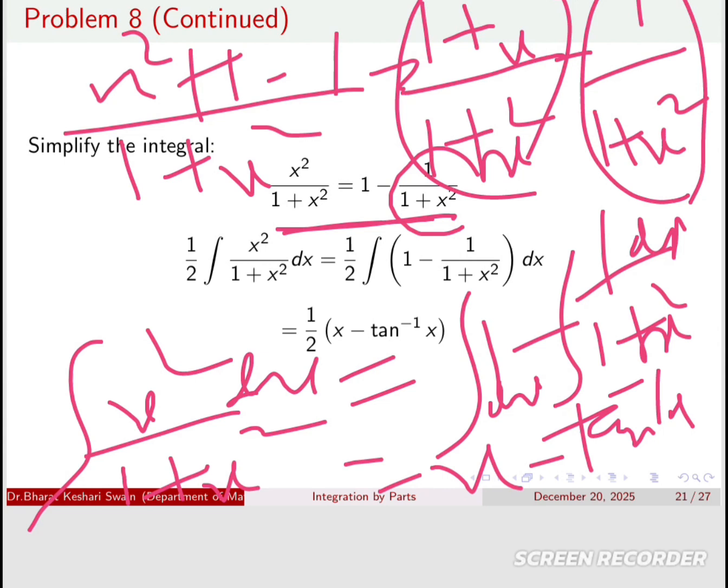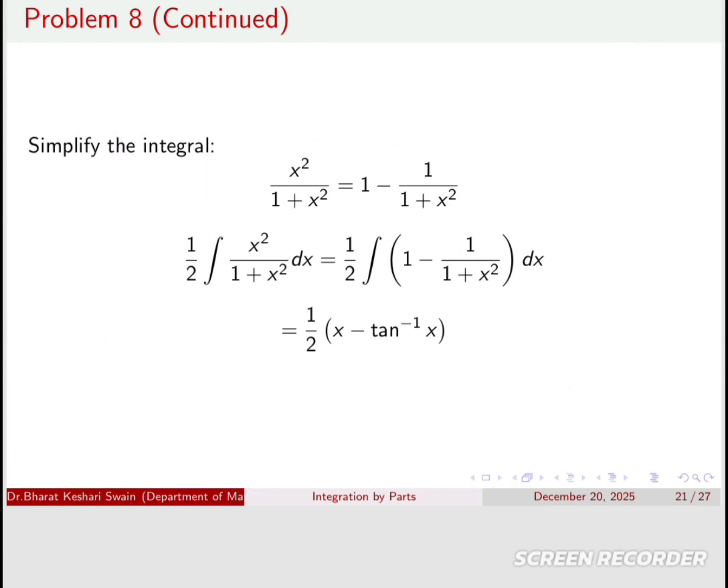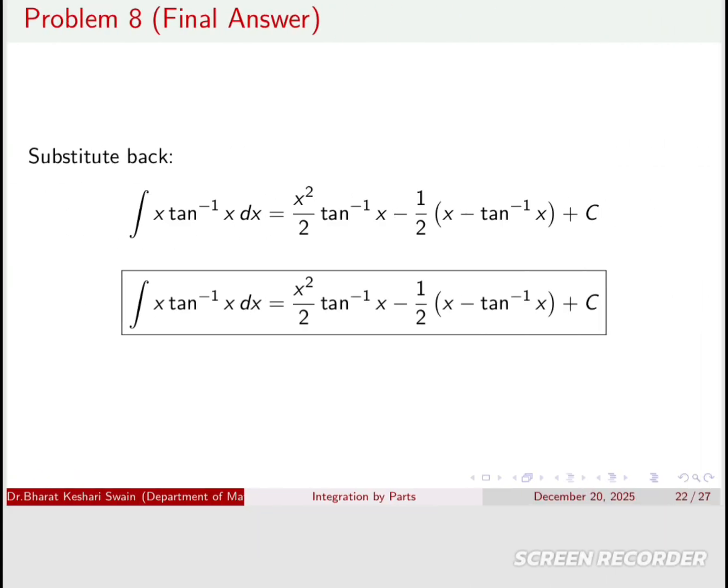Okay, so this is how we can integrate x square by 1 plus x square dx. This is the result, and the final answer for this problem is: x square by 2 into tan inverse x minus half into x minus tan inverse x plus c. So it is one of the important rules for integration, and it can be applied in different problems like we have discussed.